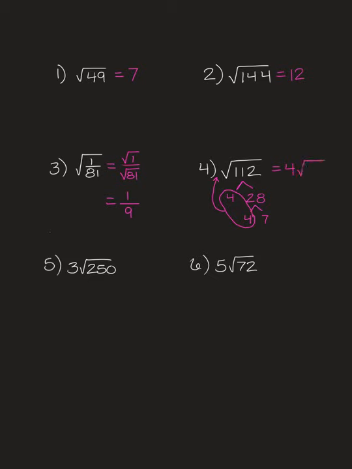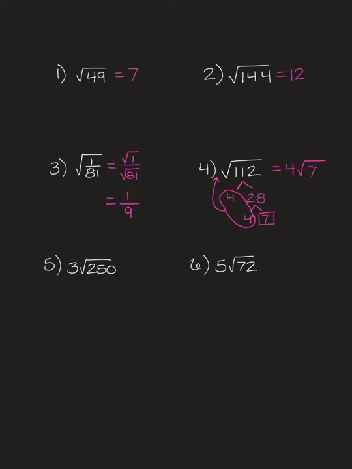Now we take the leftovers. I cannot break down 7 any further. That is a prime number. So I can't break it down any further than that. So that is the leftover that stays inside. So this simplifies to 4 square root of 7.